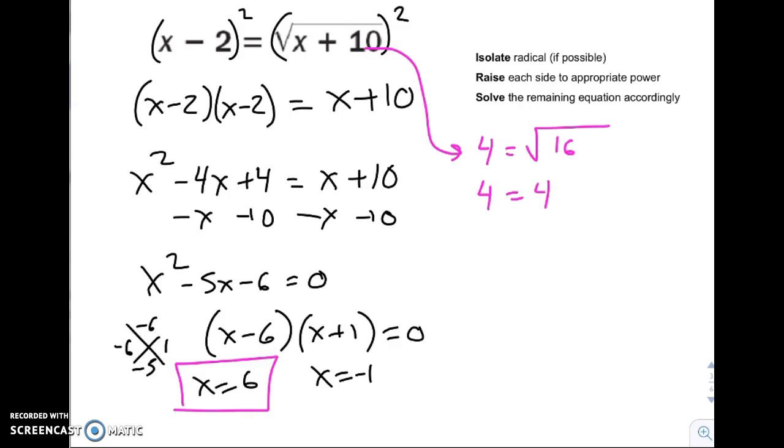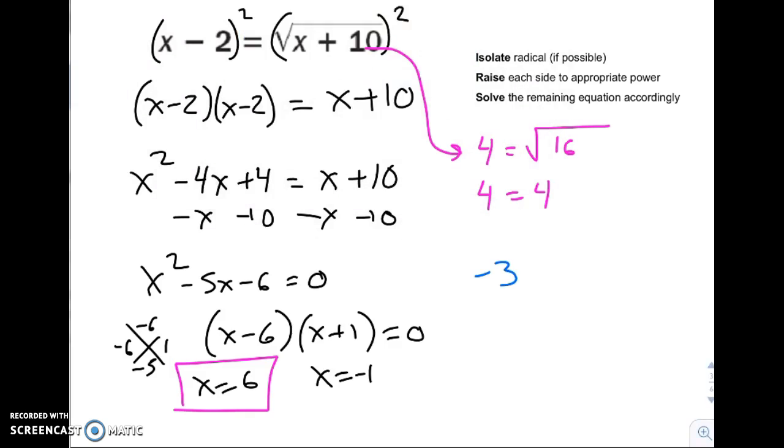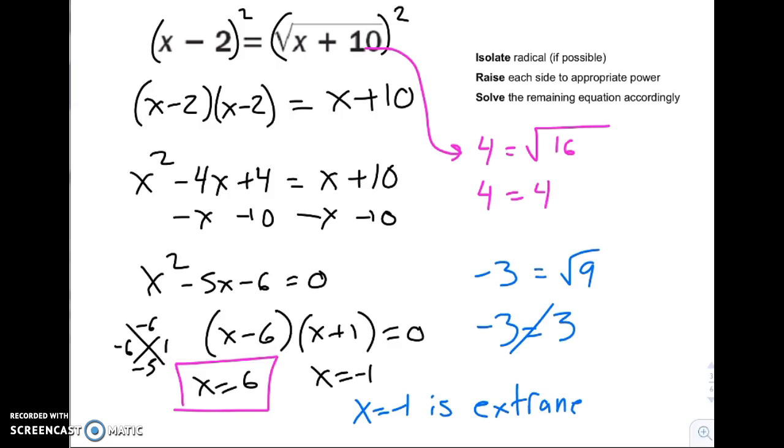Check negative 1. Negative 1 minus 2 would be negative 3. Does that equal negative 1 inside of the square root? Negative 1 plus 10 is positive 9. The square root of 9 is 3. This does not create an equal sign. x equals negative 1 is extraneous. Okay, it is an apparent solution that you must reject.